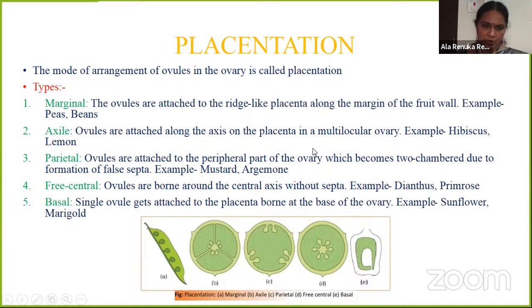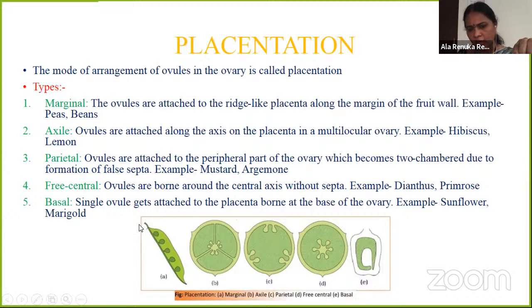Based on the placentation, there are different types described. They are marginal placentation. Marginal, the name. You concentrate on the name, because the name itself will describe the way of arrangement. Margin: the ovules get attached to the ridge-like placenta. This is the ridge-like placenta along the margin.